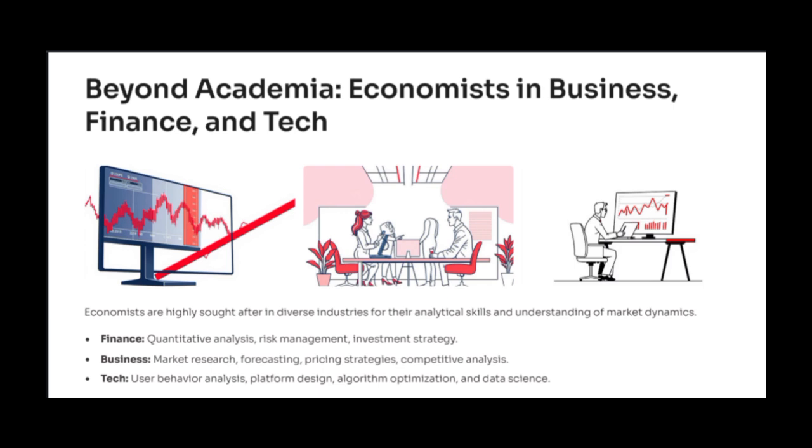So let's have some examples. In finance, a quant economist at a hedge fund builds complex models to identify undervalued stocks or to manage the risk of fund investments. In business, an economist at a large airline uses forecasting models to set ticket prices, deciding how many seats to sell at a discount today versus holding out for last-minute business travelers who will pay more.